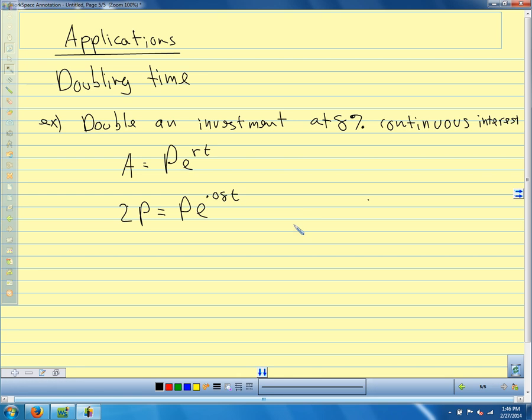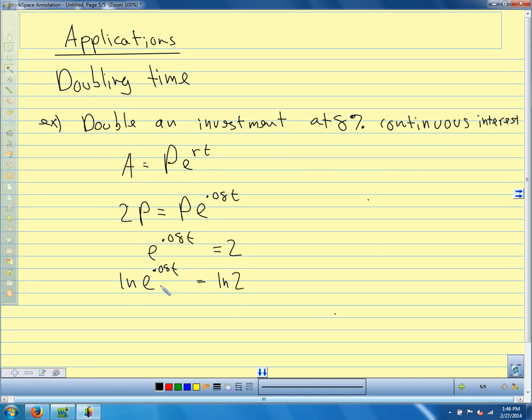Well, this is really nice, because what can I do with the P here? I just divide both sides by P, and the P goes away. So I get e to the 0.08 T equals 2. And now how do I solve this thing? Take the natural log of both sides, or rewrite it in logarithmic form. Either way, we're doing the same thing. So take the natural log of both sides. Natural log of e to the 0.08 T equals natural log 2.